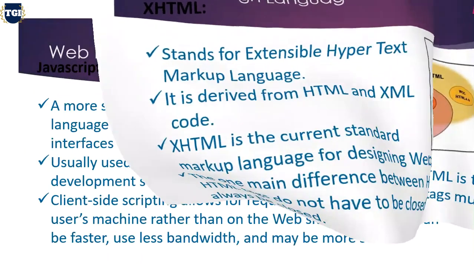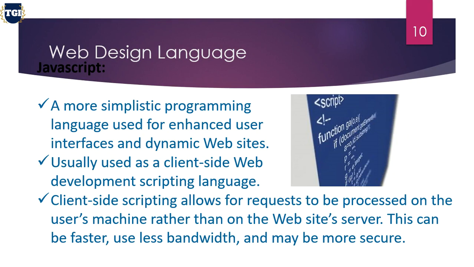All right, now the next is JavaScript. It is a more simplistic programming language used for enhanced user interface and dynamic websites. It is usually used as a client-side web development scripting language. Client-side scripting allows requests to be processed on the user's machine rather than on the website server. So this can be faster, use less bandwidth, and maybe be more secure. So we are simply saying that with JavaScript, the function was that it helped you to work locally rather than directly on the World Wide Web.